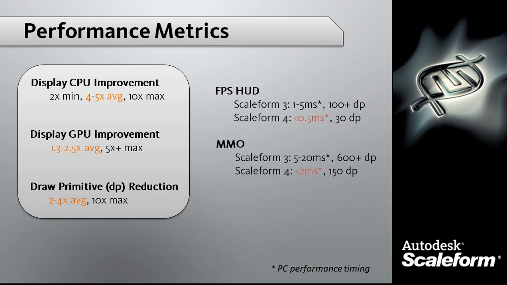Here's some of the performance metrics. So based on all of this multi-threading and batching and caching, we're seeing some pretty huge improvements. If you can see there on display CPU, we're seeing on average 4 to 5x improvement. Draw primitive reduction is anywhere from 2 to 4x average improvement. And in real-world testing situations, we have the FPS HUD there. You can see the difference between Scaleform 3 and 4, anywhere from 1 to 5 milliseconds to render in previous versions, down to less than half a millisecond, and about a third of the draw primitives. And the same is true for the MMO UI.